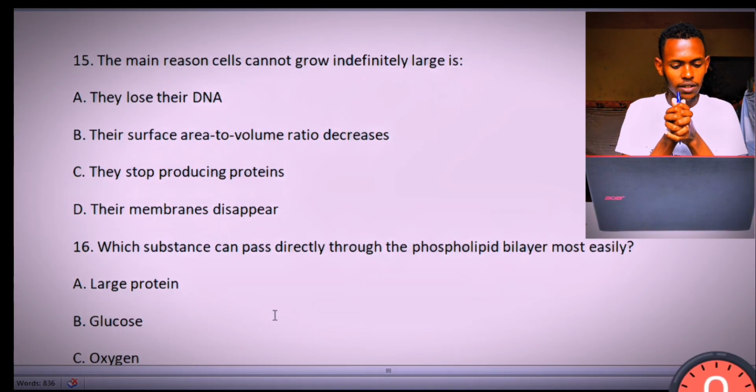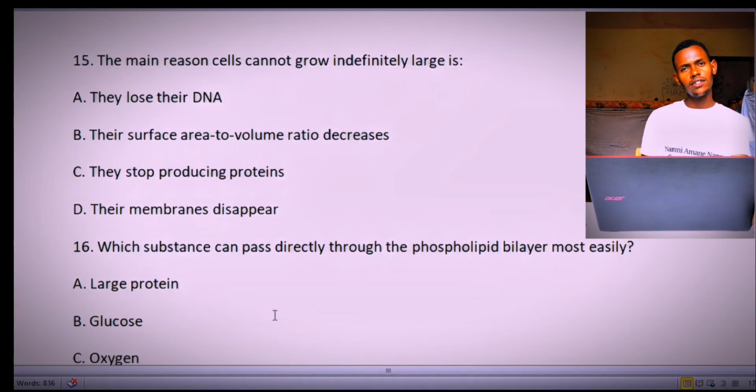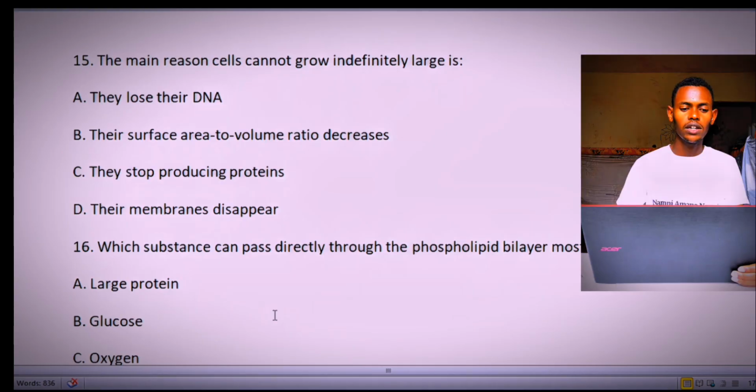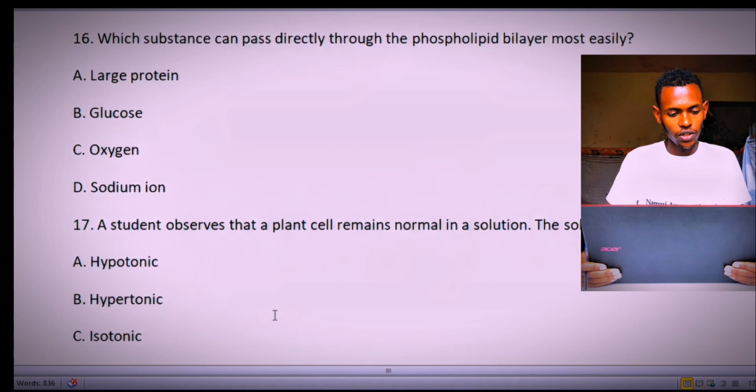What is the answer? The answer is B. Surface area to volume ratio decreases. Okay, let's go on to the 16th question.